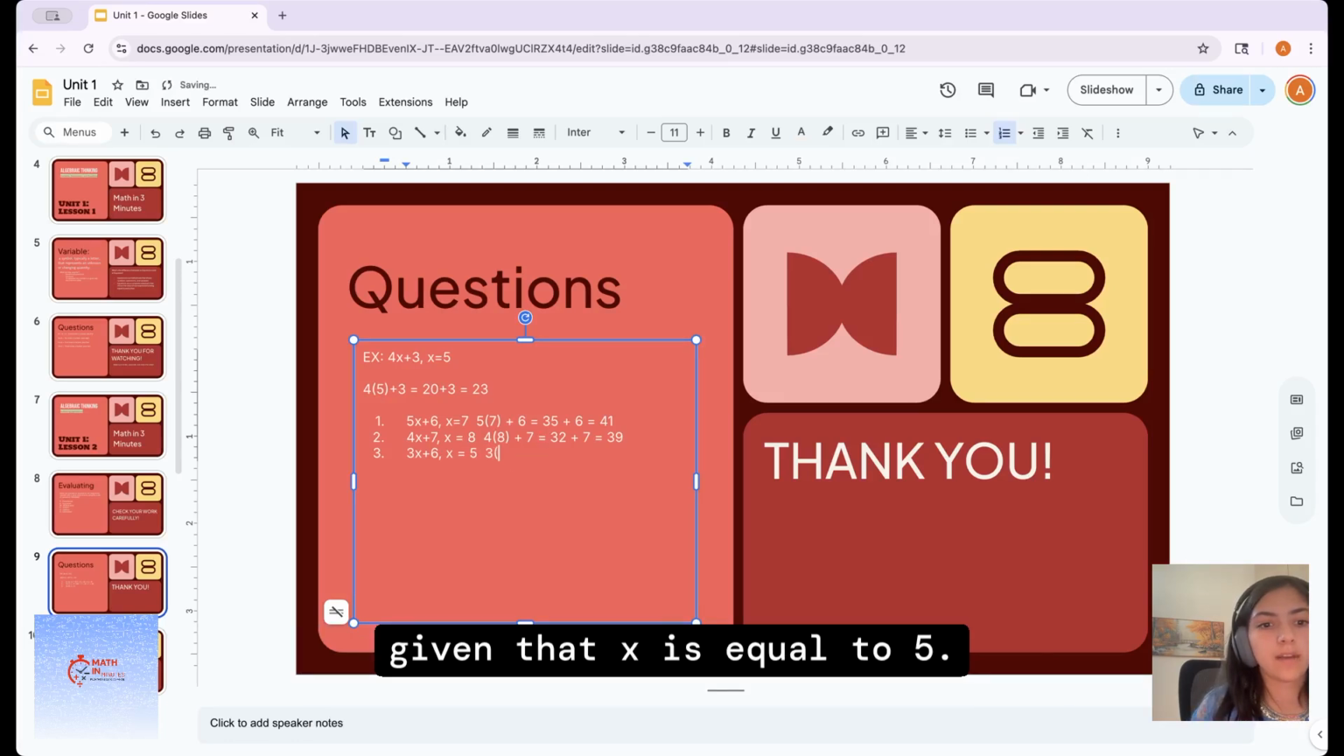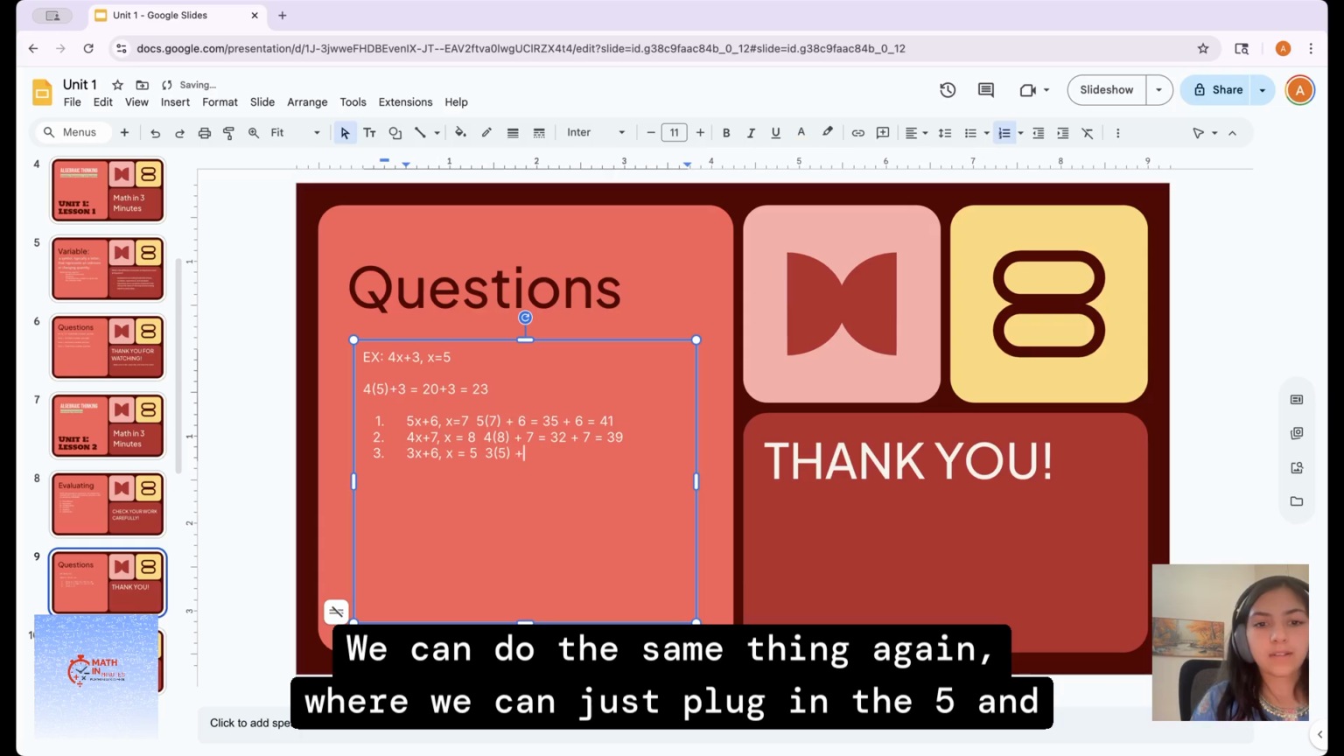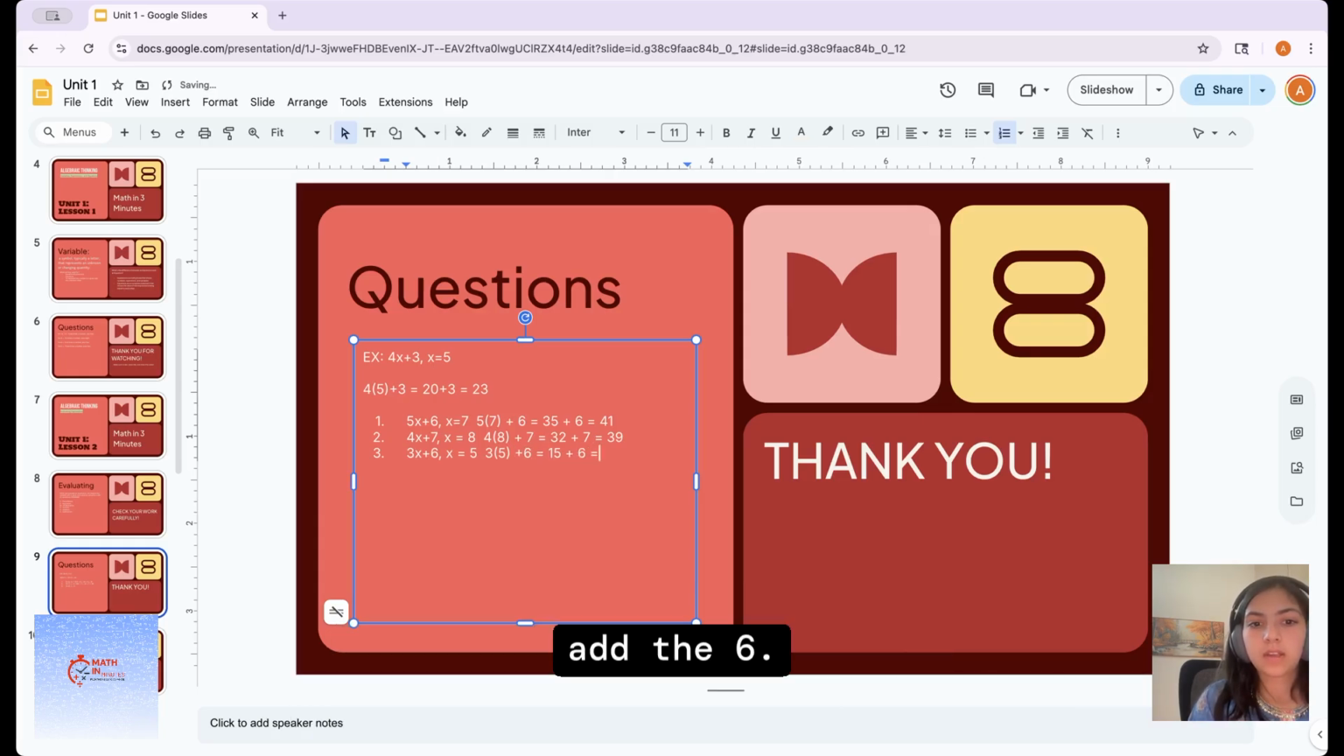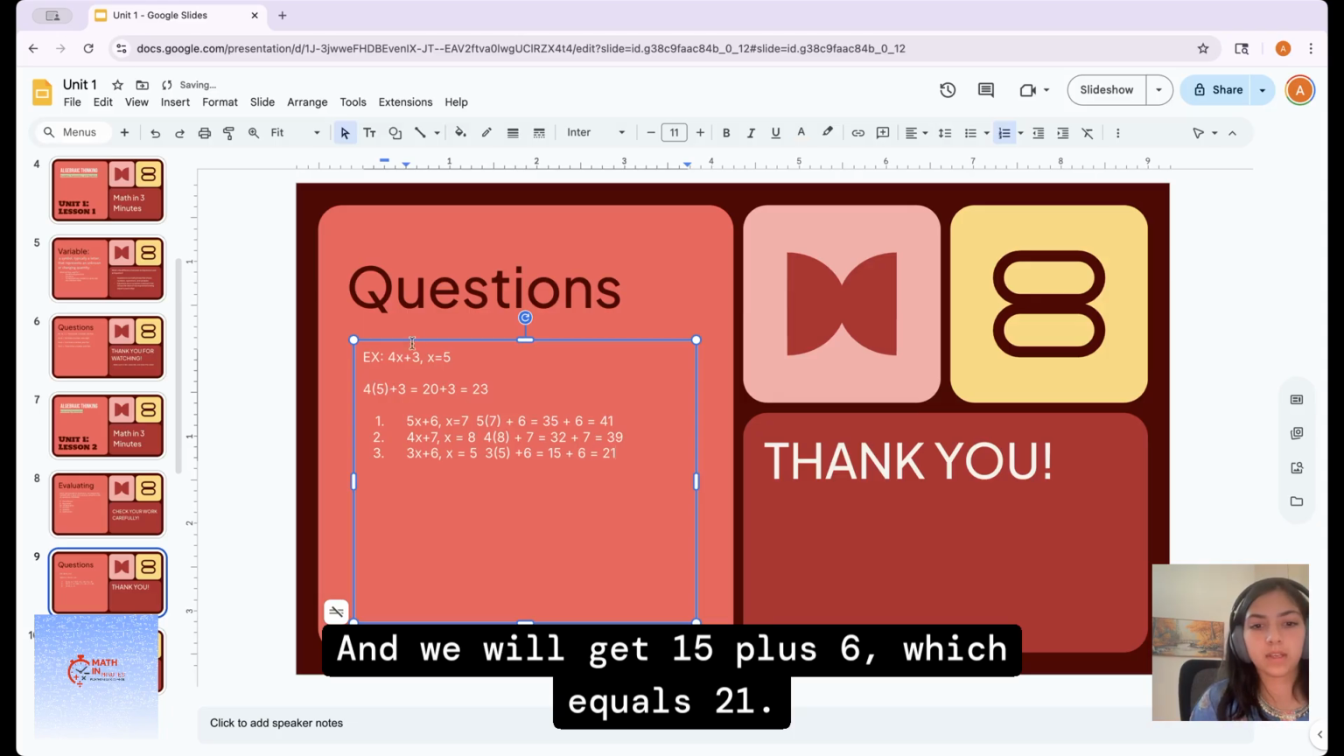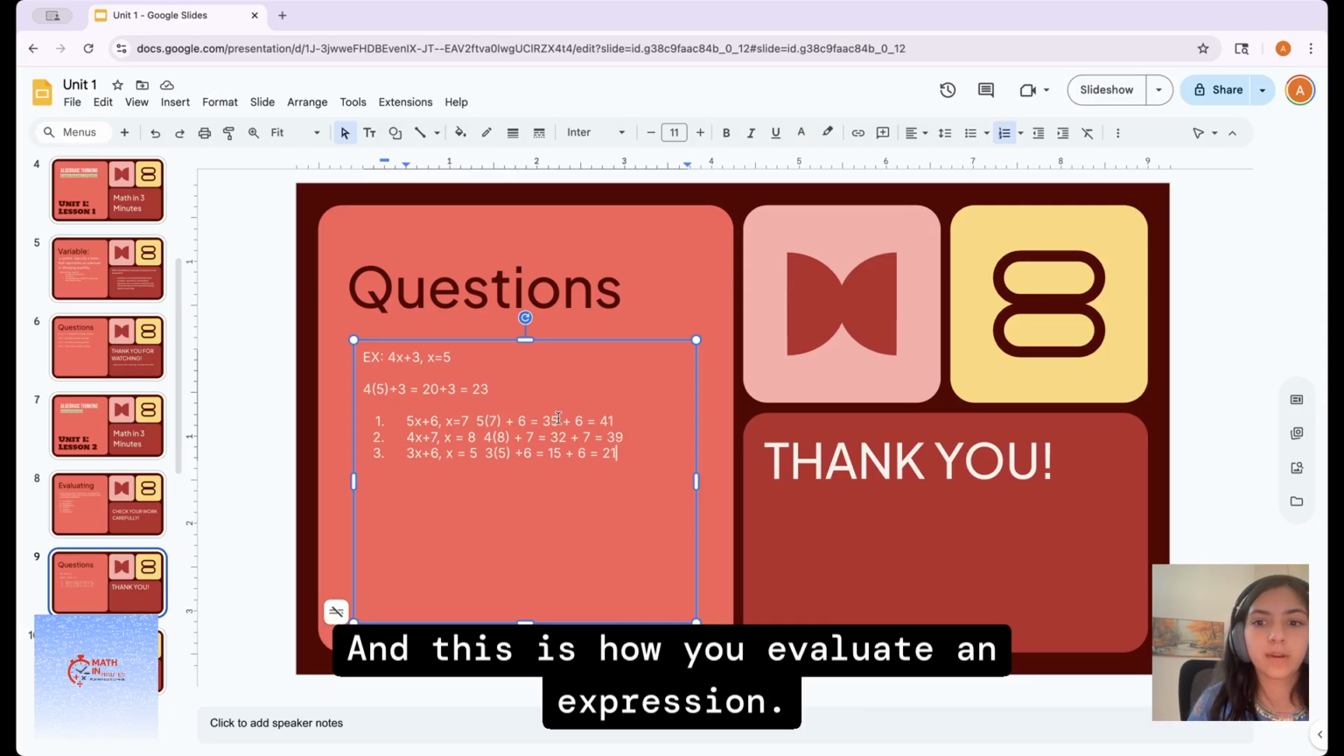Now, moving on to our last example here, we have 3x plus 6, and we're given that x is equal to 5. We can do the same thing again, where we can just plug in the 5 and add the 6. And we'll get 15 plus 6, which equals 21. And this is how you evaluate an expression.